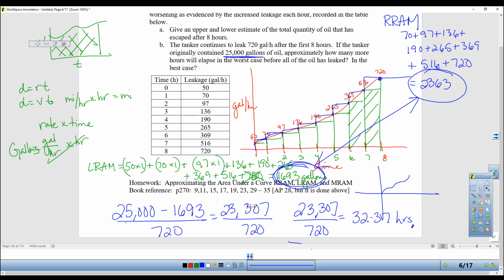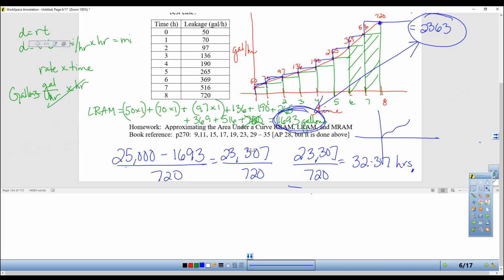The best case scenario, or it might just be, let's just get it all done and start the cleanup. These are the decisions that people have to make in the real world. Do we even have enough time to start trying to stop this problem? Or, oh, it's only going to be 32 hours. We might as well just start bringing in all the cleanup equipment. So that's why this math is important.